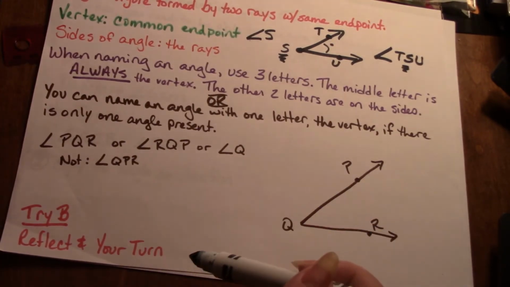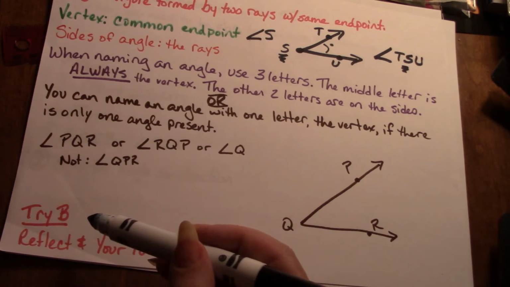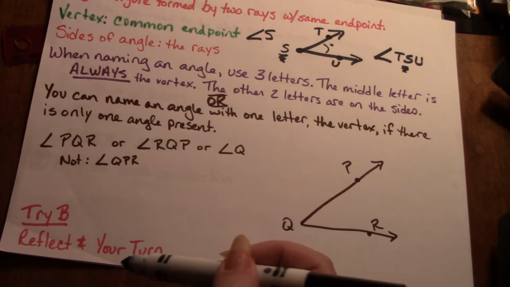So you've got a little bit to do here. Please walk through B really quickly, naming more angle parts. You have a quick reflection question, and then 2 your turns, numbers 4 and 5. Pause here and come back when you're done.